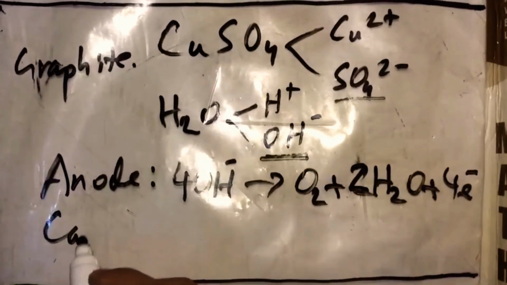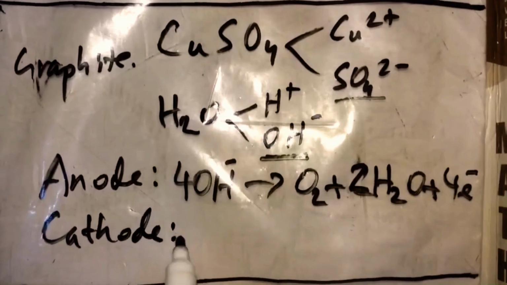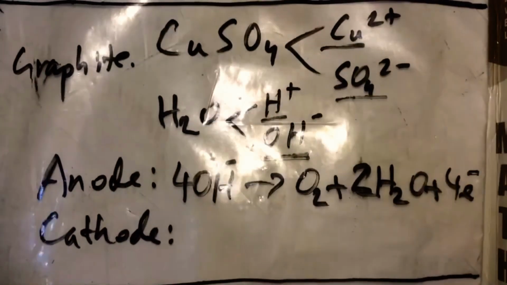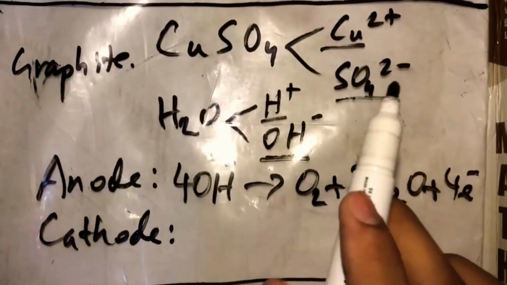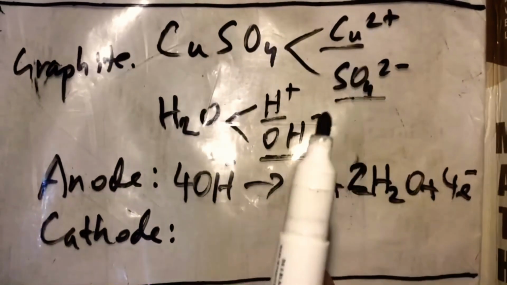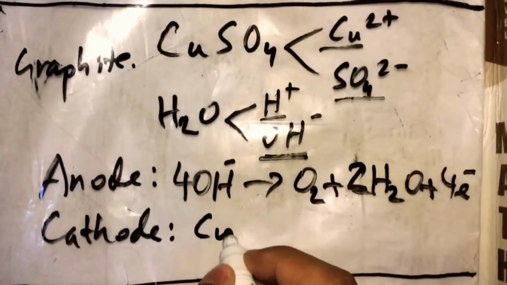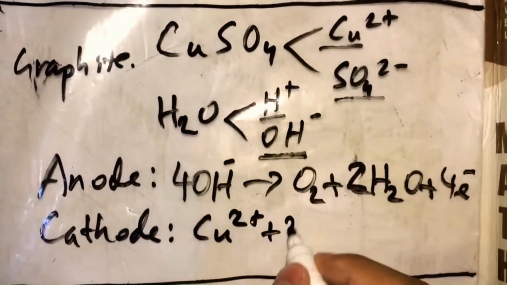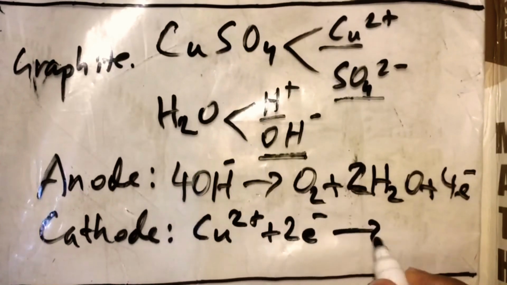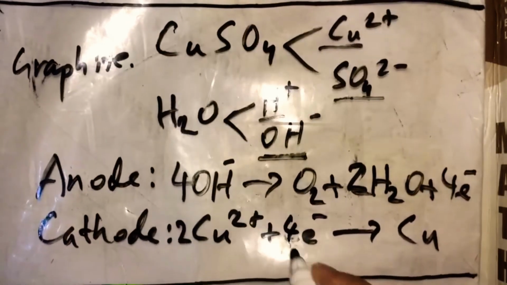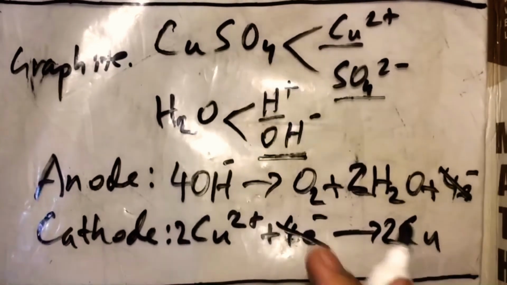Now at the cathode, both hydrogen and copper ions will move. In this case, the copper ion will discharge because copper is lower than hydrogen in the reactivity series. So copper 2 plus plus 2 electrons produces copper. To balance it, we'll multiply this with 2. Electrons get cancelled.